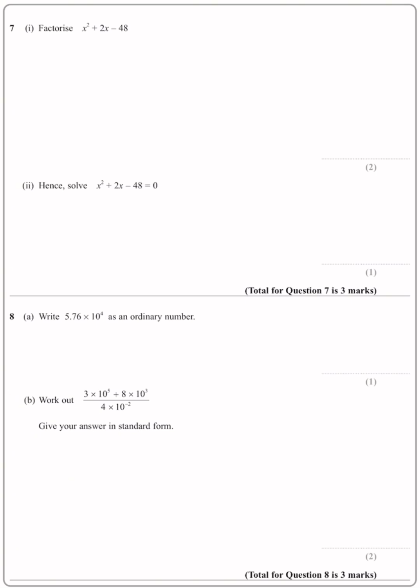Question number 7, factorising x squared plus 2x minus 48 is x plus 8, x minus 6. And then solving that, we get x equals negative 8 or x equals 6.